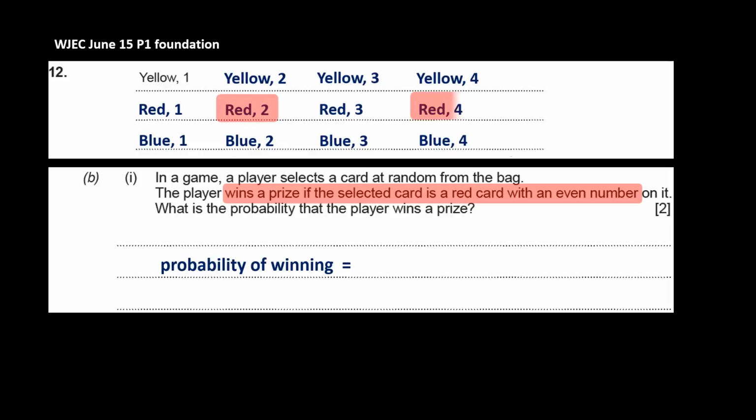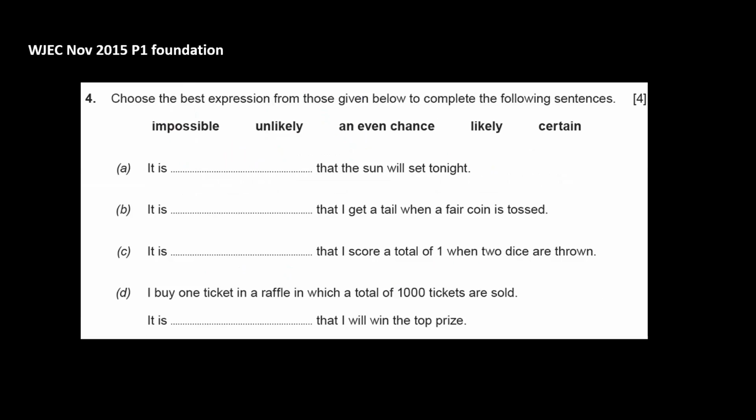So the winners, red and even, so those 2 there, red 2, red 4. So there are 2 ways of winning out of how many possible outcomes? And if you count those out, 1, 2, 3, 4, 5, 6, 7, 8, 9, 10, 11, 12, 2 twelfths. Now we could cancel that down, although we don't get any extra marks for it. We could cancel that down to 1/6. Okay, so that's how we calculate a probability.